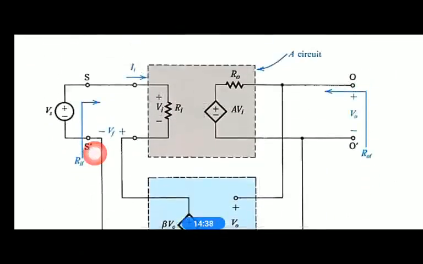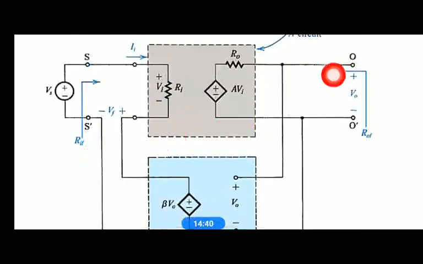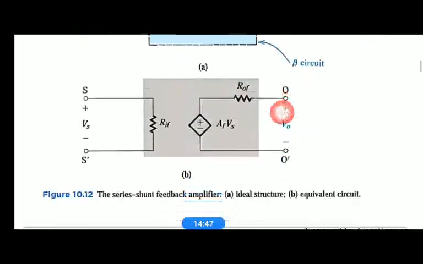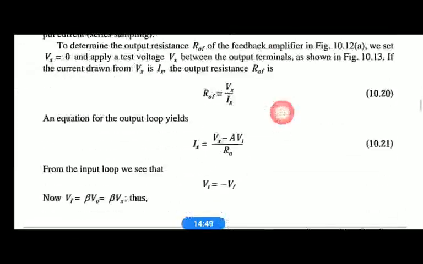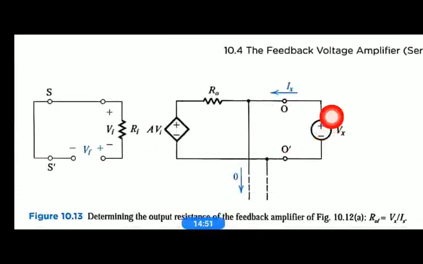Whereas at the output side, the output voltage is not V0. It is different, because V0 is due to Vs, right? Since Vs is not applied here, only Vf we have at the input side. We assume that the voltage at the output is Vx, not V0, and the current flow here is Ix, because we are making Vs equal to 0.